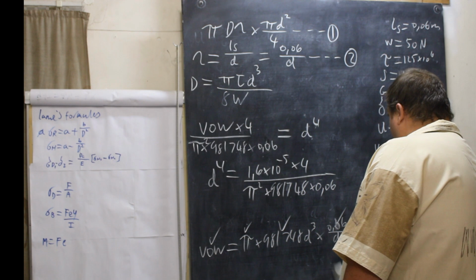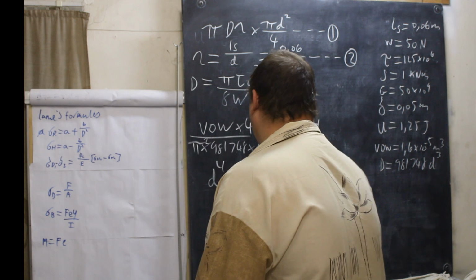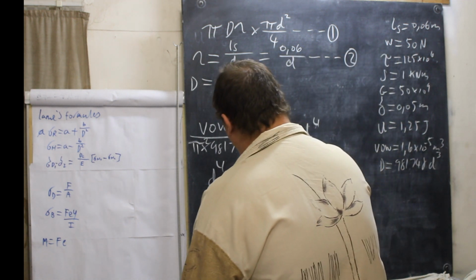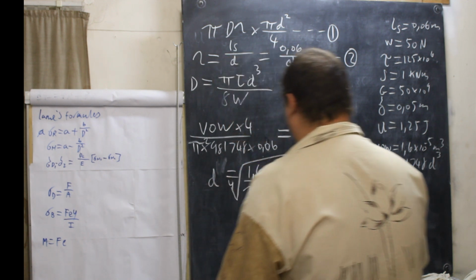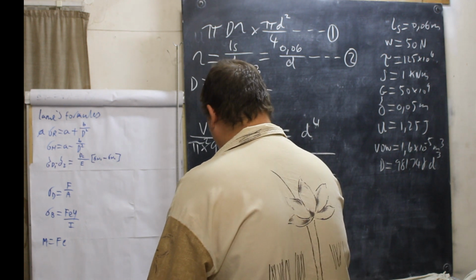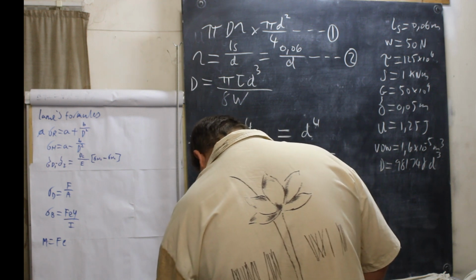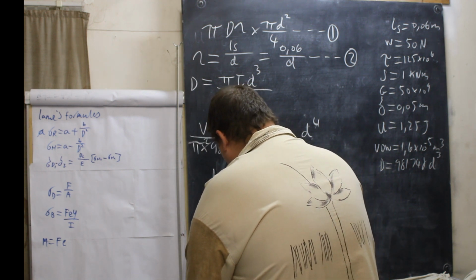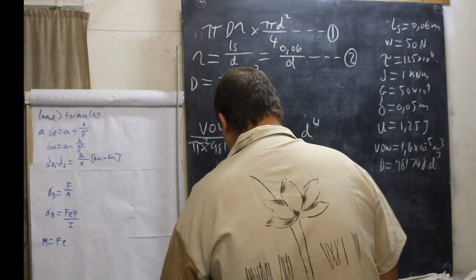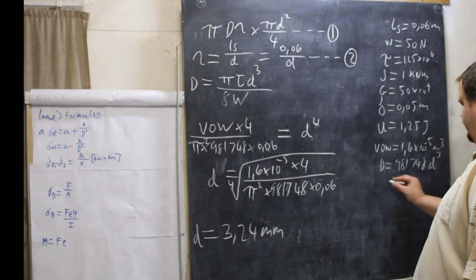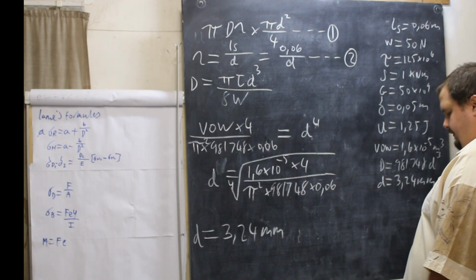And this will equal what d to the power 4 is, but we don't want d to the power 4, we want just d. So that is fourth rooted, and d equals 3,24 millimeters. So small d is 3,24 millimeters.